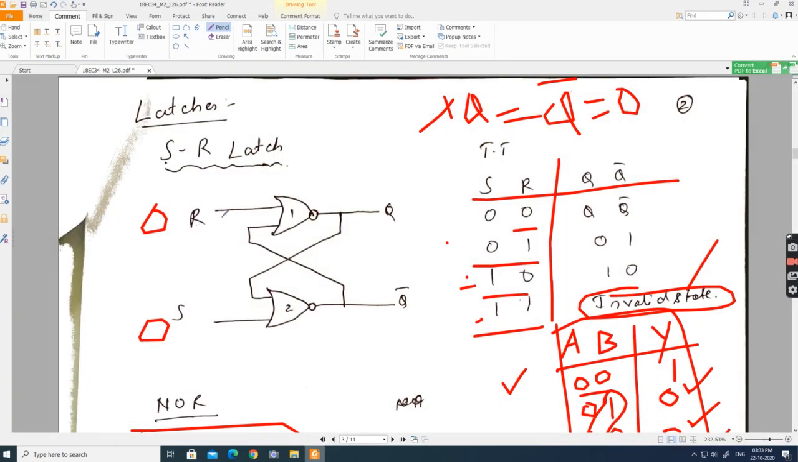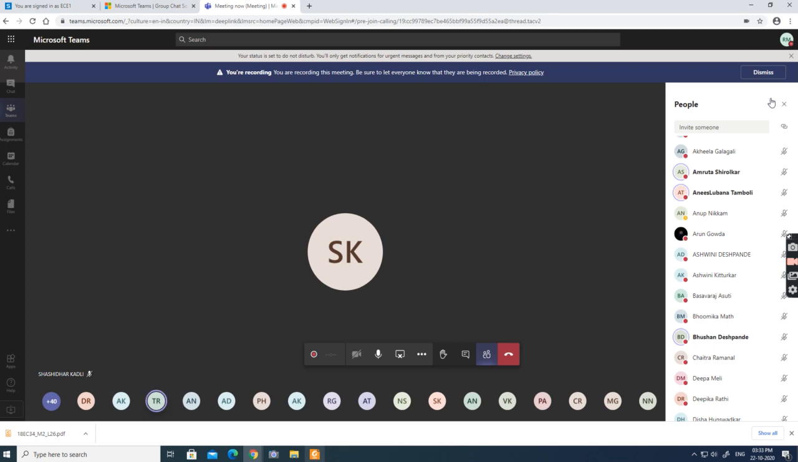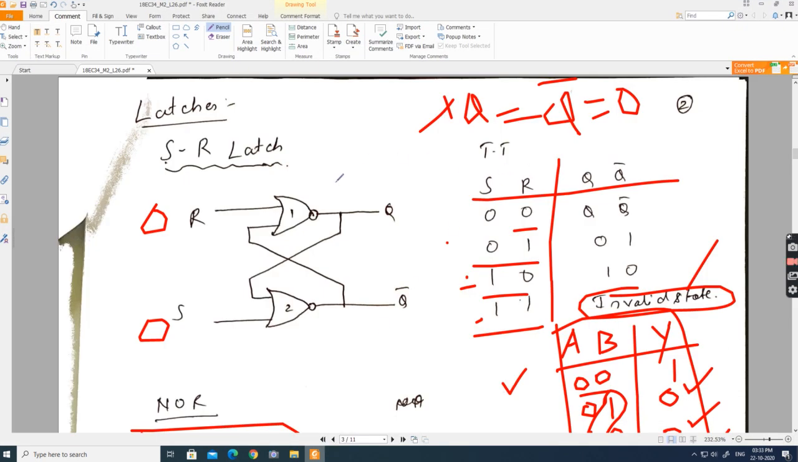Next. Since both the inputs are zeros, can I predict the output? No, sir. I cannot predict the output. So what will I do? I will assume one value of the output. The first step in this last condition, case 0, is I will assume one value of output.